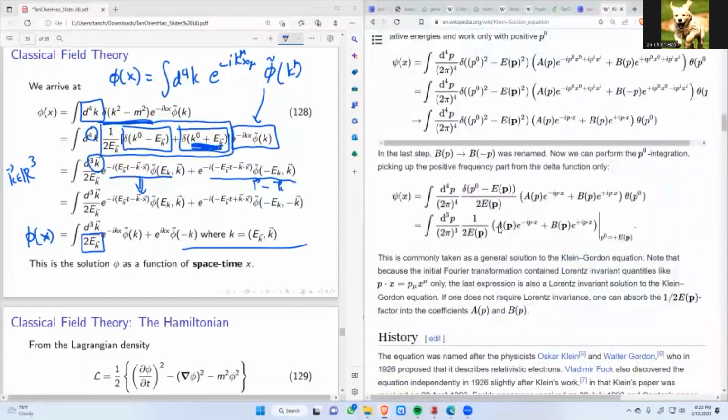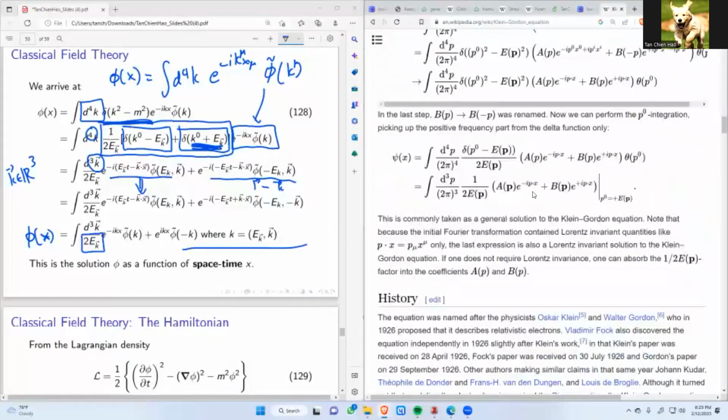But there's something to note, which is that we see over here a of p and b of p. They seem to expand it in two types of coefficients, and sometimes they say that a of p is the particle and b of p is the antiparticle.